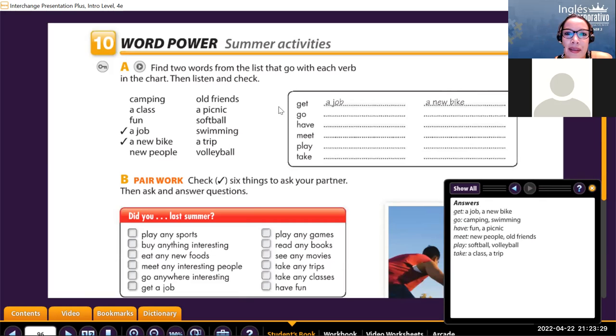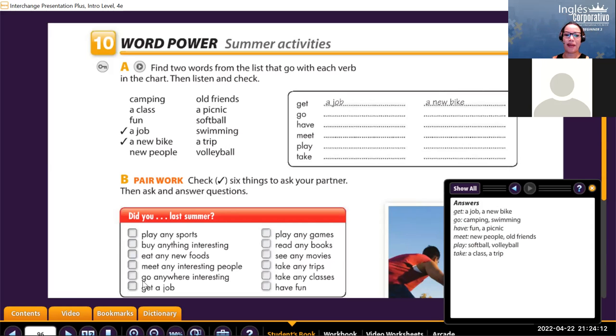Excellent. Now, to practice a little bit more of speaking, we have this activity. And we can practice these questions. Starting with, did you, then select anything from the list and complete with last summer. Like, for example, I can ask you, did you go anywhere interesting last summer, Luis? Go into summer. I don't remember exactly.